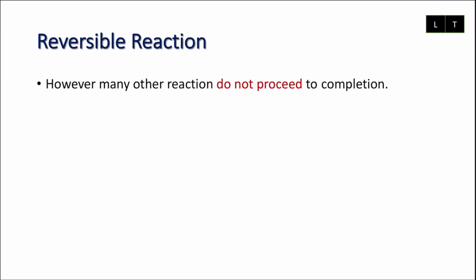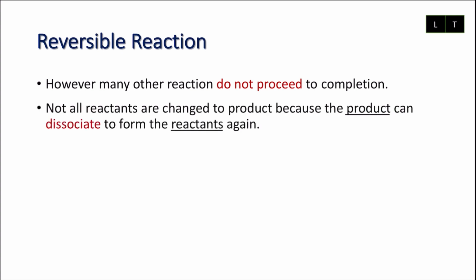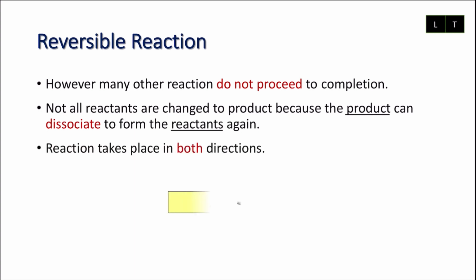Now, how about reversible reaction? So reversible reaction, you should know that many other reaction do not proceed to completion. This is because awak kena faham tak semua reactant akan berubah menjadi produk. Sebab sometimes produk juga boleh dissociate to form the reactants again. Dan reaction ini akan takes place in both directions. Contohnya, reactant A hasilkan produk B dan produk B dissociate untuk menghasilkan reactant A semula.